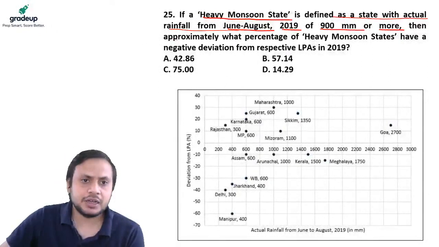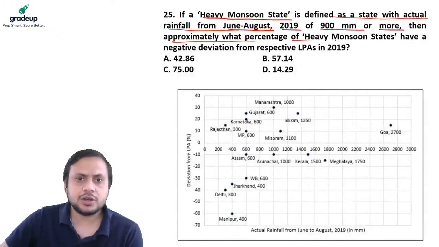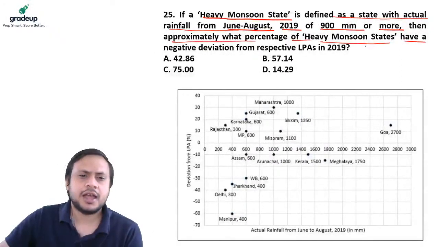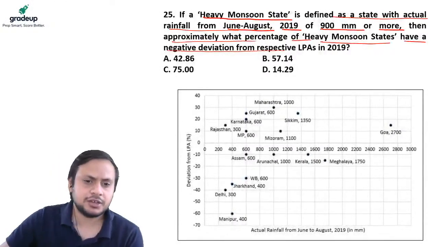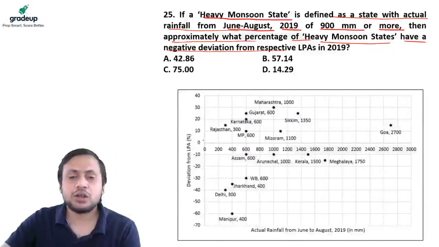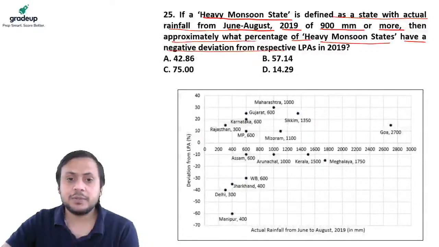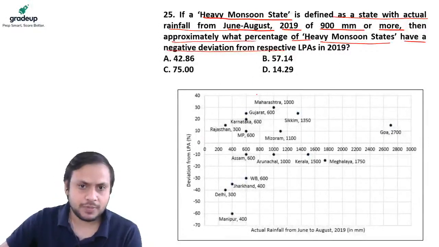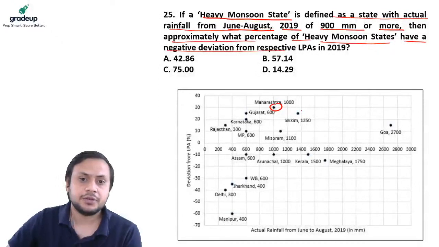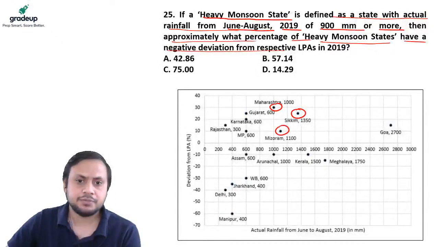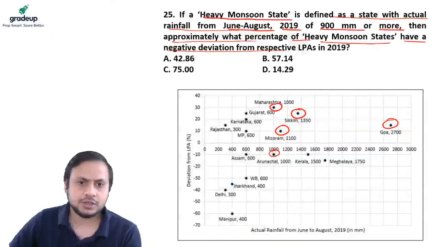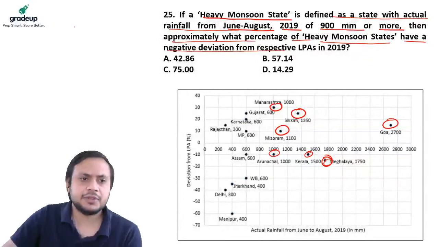Then approximately what percentage of heavy monsoon states have a negative deviation? First of all, if we talk about heavy monsoon states, where the actual rainfall is 900 mm or more, we can see Maharashtra, Sikkim, Mizoram, Goa, Arunachal, Kerala, and Meghalaya. So a total of 7 states.